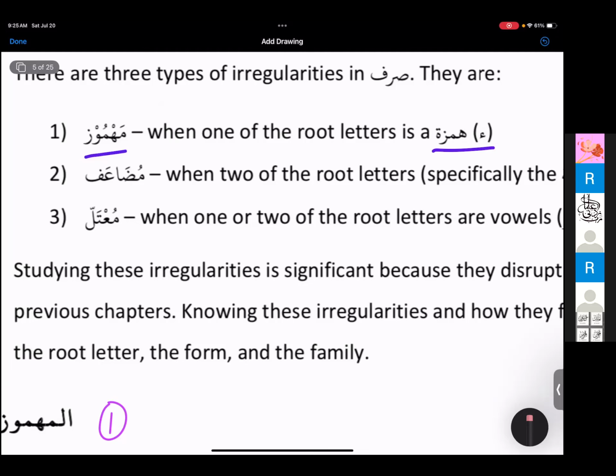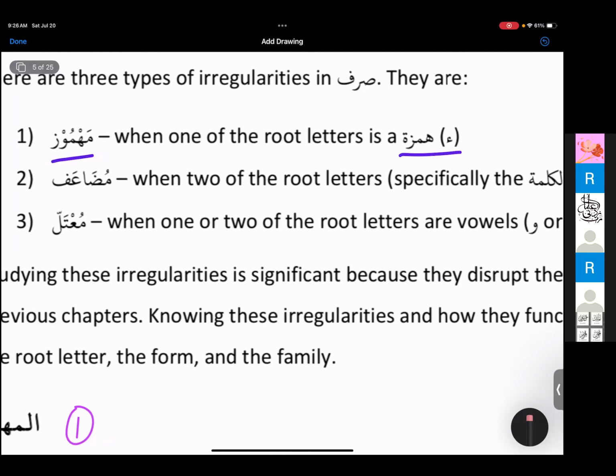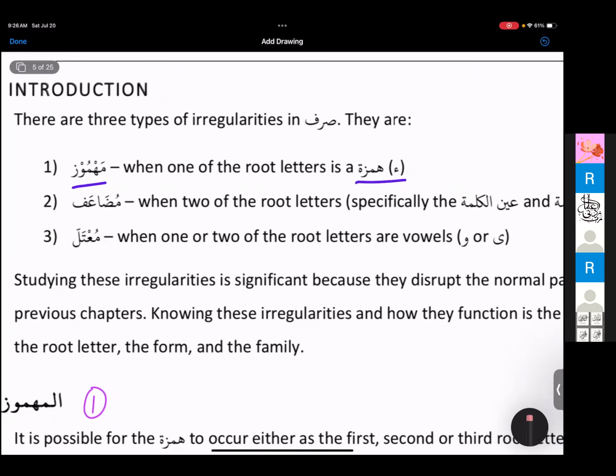So mudaf means that the letter is going to multiply. What does that mean? That the ain and lam kalima, the second or third root letter, are going to be doubled. We will see that example in a bit. Then the third one is called mu'tal. Mu'tal means when one or two of the root letters are vowels. And what does vowel mean? That it is either ya or waw. So when one or two root letters are either waw or ya, we call this verb mu'tal.